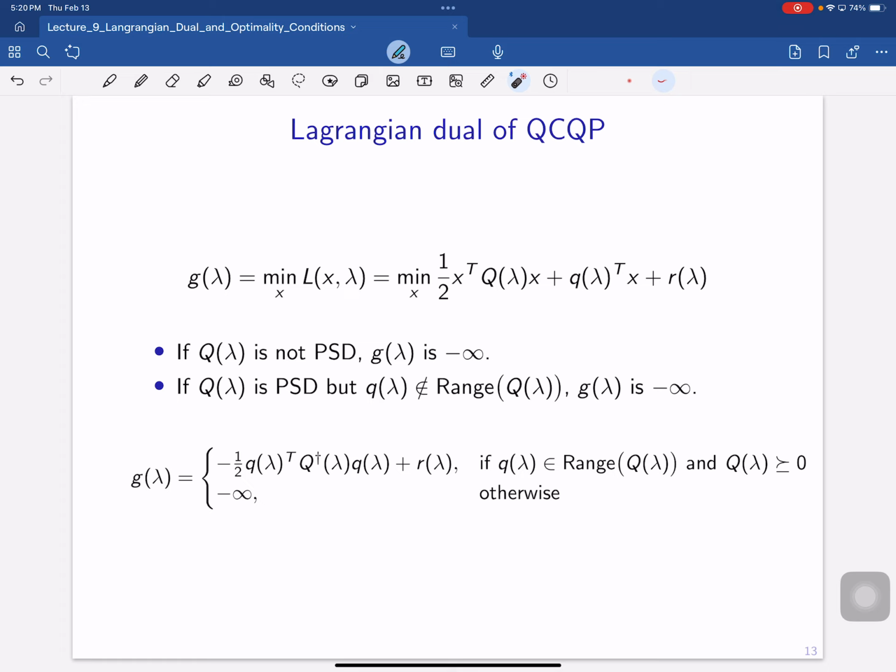Okay. So that's the Lagrangian dual function for a QCQP. Any questions so far? Or maybe you are already a little bit confused.